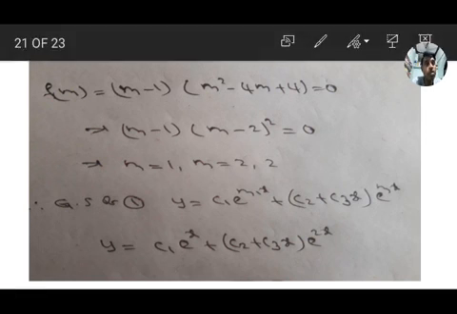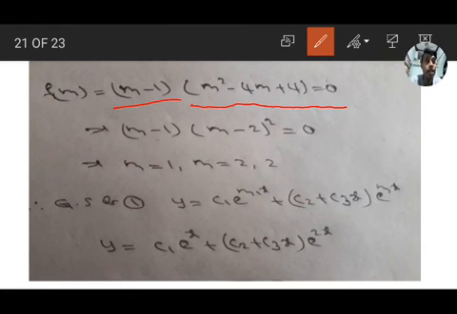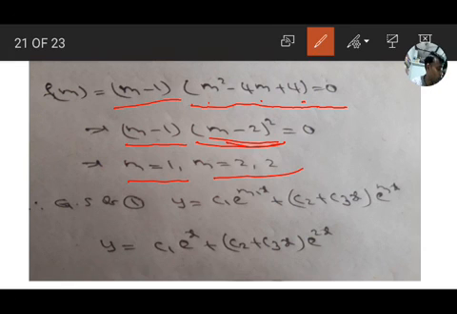So f of m equals (m minus 1) into (m square minus 4m plus 4) equal to 0. It is the a square minus 2ab plus b square formula. So (m minus 1) into (m minus 2) whole square equals 0. m equal to 1, and m equal to 2, 2. So there are three roots: two roots are real and equal, and another is real and different.